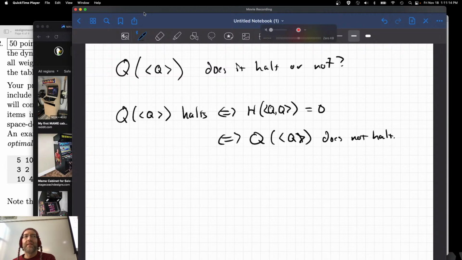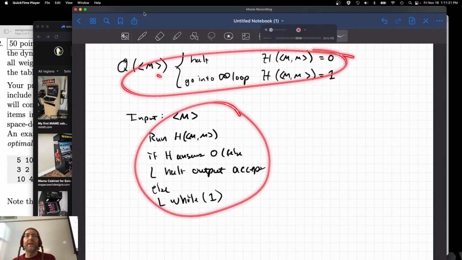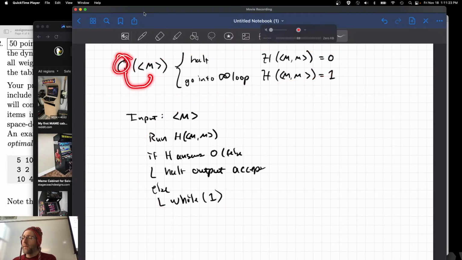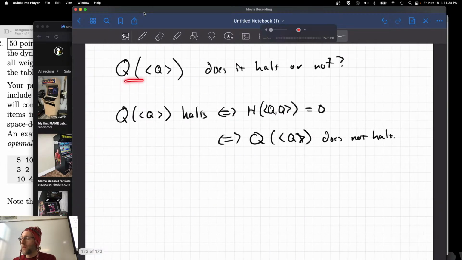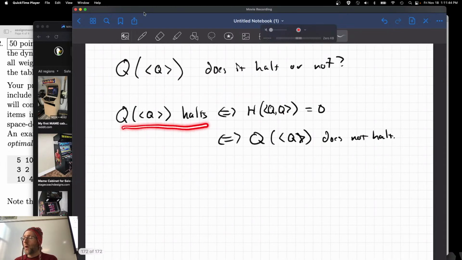So H on Q is just combined two. Here's my machine, here's what it does, here's its implementation. Now take that machine and feed it into itself. That's QQ. Now, Q on Q halts if and only if the halting problem machine that we supposed exists says that it does not halt. So Q on Q halts if and only if Q on Q does not halt.